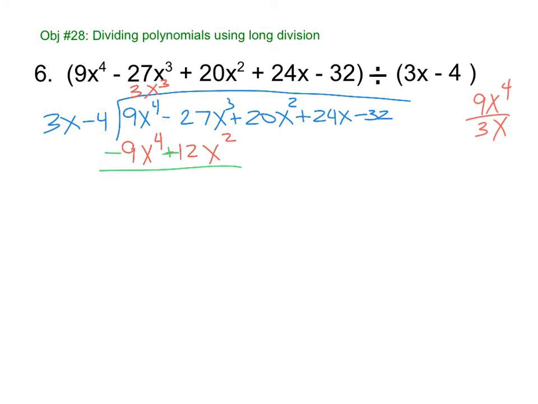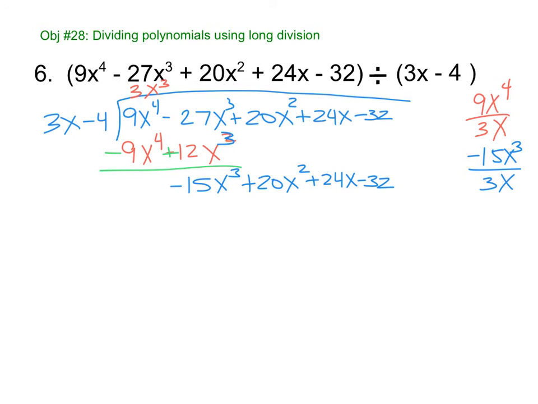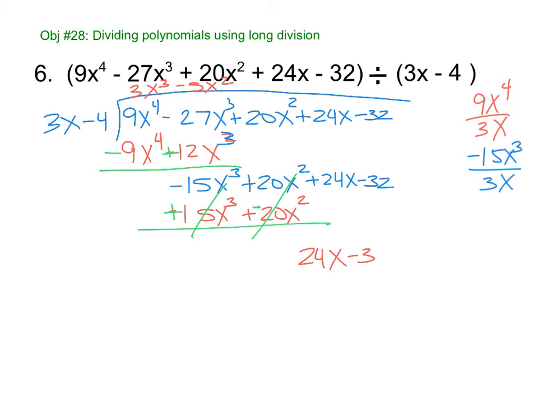Change the sign to subtract. Negative 15x, well, that was cubed. I always rewrite the whole thing. You don't have to. I just think it's easier. Divide, and this time I got minus 5x squared, minus 15x cubed plus 20x squared. Ooh, look what happens here. Plus, minus. Those both cancel out. So then we just have 24x minus 32.